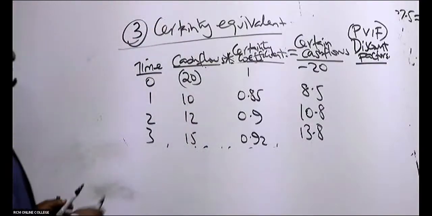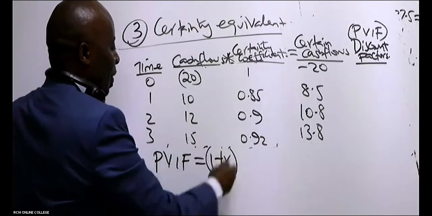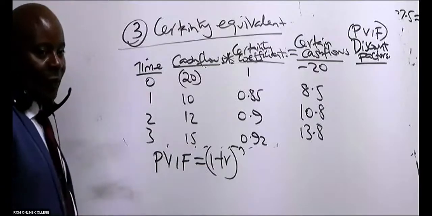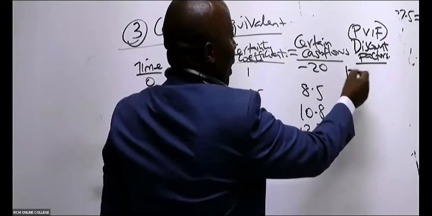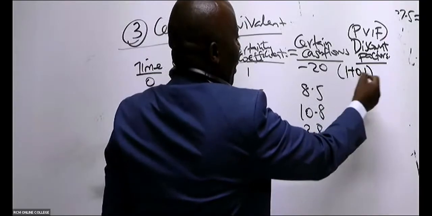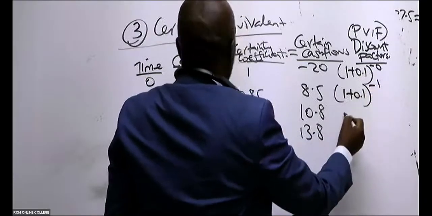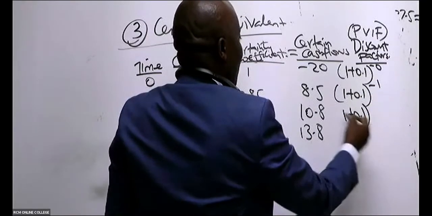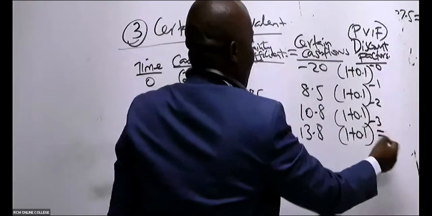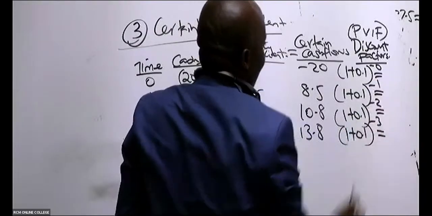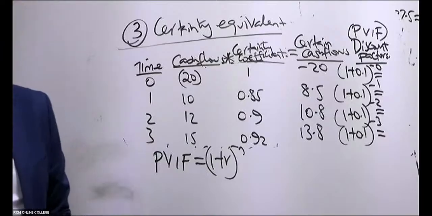We know that to get PV, we take 1 plus R raised to negative what here? Negative N, isn't it? And R is 10%. So we have here 1 plus 0.1 raised to negative 0, 1 plus 0.1 raised to negative 1, 1 plus 0.1 raised to negative 2, 1 plus 0.1 raised to negative 3. We shall be using our tables, but for now, let's just try to use, first of all, the calculators.